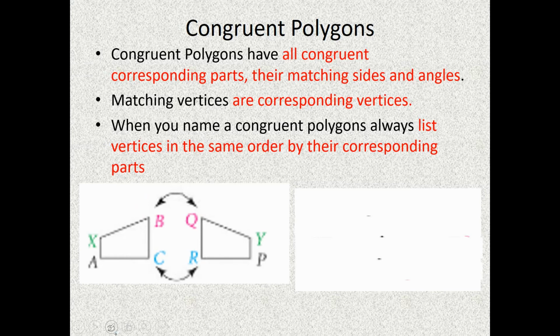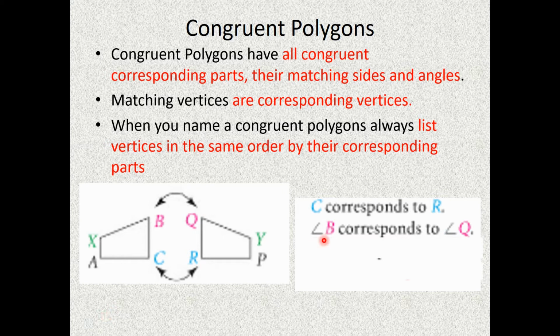In the example that we have here, we have our two figures. The vertex at X corresponds with the vertex at Y, Q corresponds to B, A corresponds to P, and C corresponds to R. Now we can use this to identify corresponding parts. So, for example, we could say that C corresponds to R because they're both in that same position in the figure.